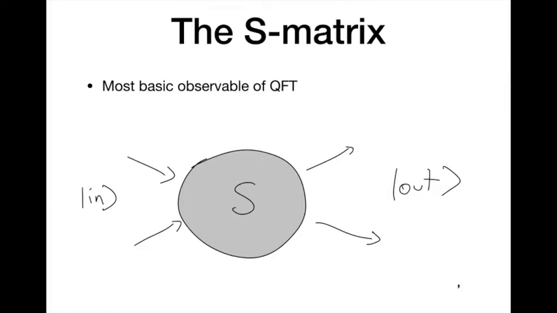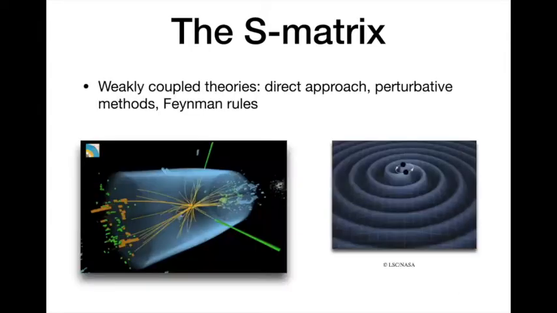Let's start from the basic thing. We're going to be studying the S matrix, one of the most basic observables of quantum field theories, and it describes how in states scatter to out states. We know how to compute this object for weakly coupled theories, and that's the sort of computation that is used at CERN daily. It's also used nowadays for gravitational wave physics, for instance.